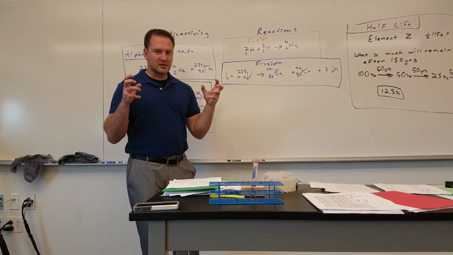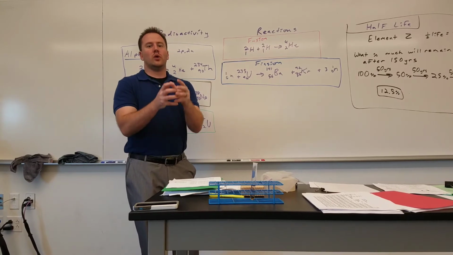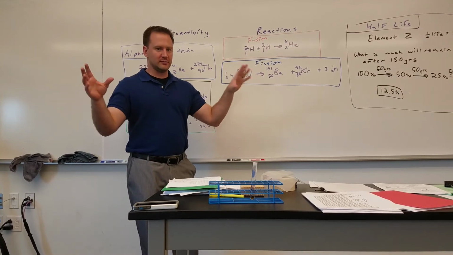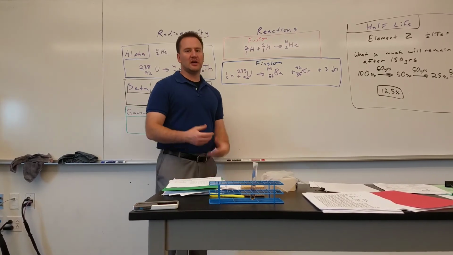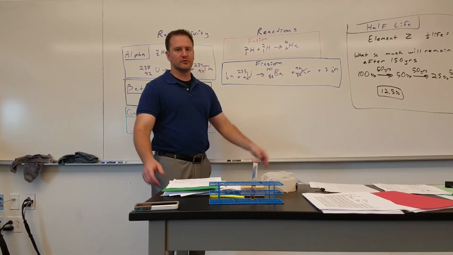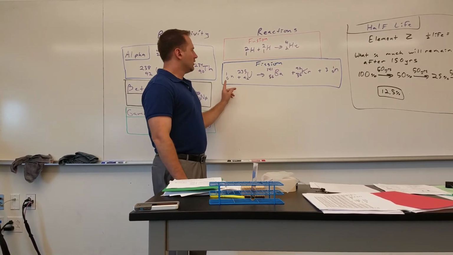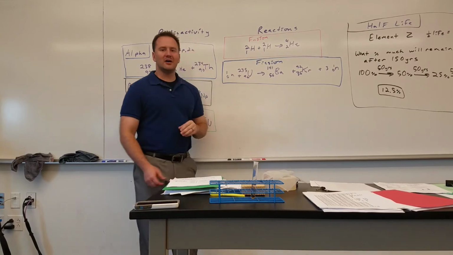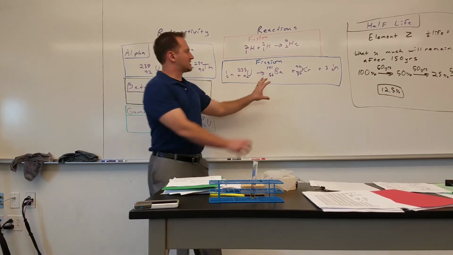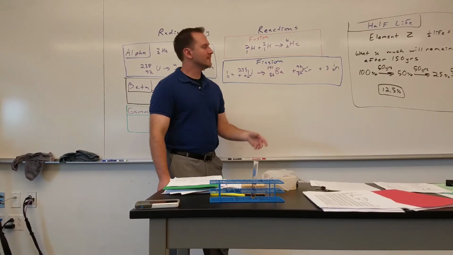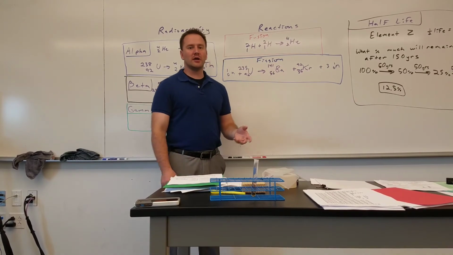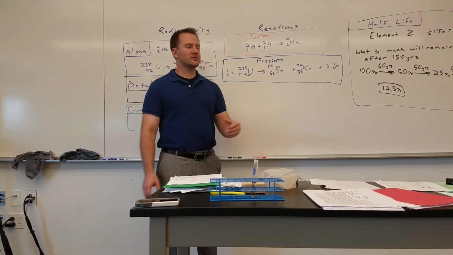So fusion, 2 things come together to make one. In fission, one bigger thing breaks apart into medium-sized chunks. And typically, that happens with things like uranium, that's what's used in nuclear power plants as well as bombs, where you have a nucleus that becomes unstable when it's struck by a neutron, and it splits into these 2 medium-sized pieces.